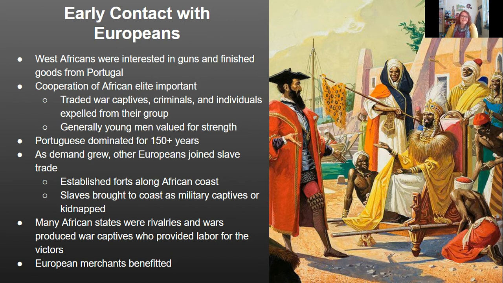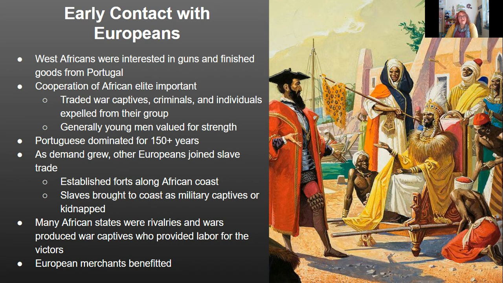Generally, the young men were valued for their strength. So you see where this is going, right? So Portuguese actually would dominate for over 150 years. And as demand grew, other European nations joined in on the slave trade. And they would establish forts along the west coast of Africa. And slaves were then brought to the coast as military captives or kidnapped.